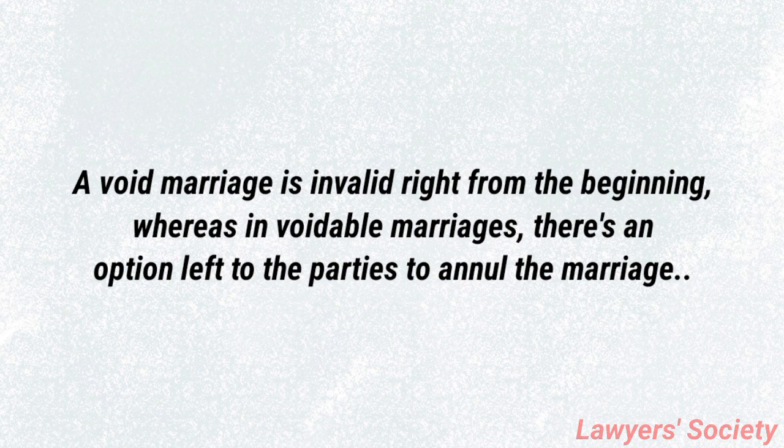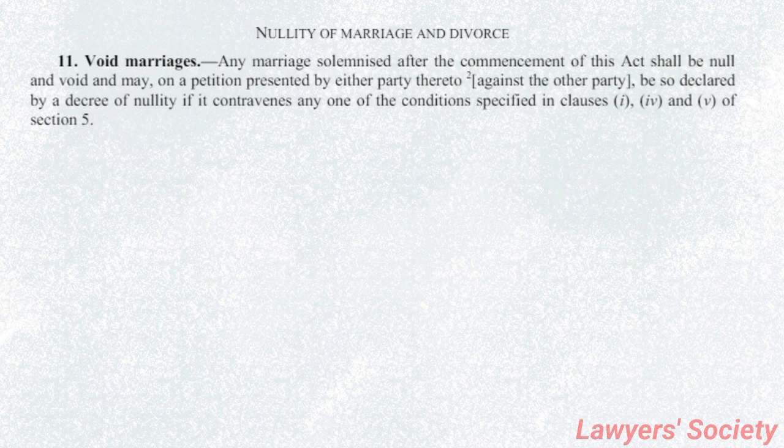Whereas a voidable marriage gives the option to any of the parties to the marriage to file a petition under section 12 of the Hindu Marriage Act to get the marriage annulled. Now, void marriages are defined under section 11 of the Hindu Marriage Act. As you can read in section 11, the marriage is said to be void if it contravenes any of the conditions specified in clause 1, 4 and 5 of section 5.